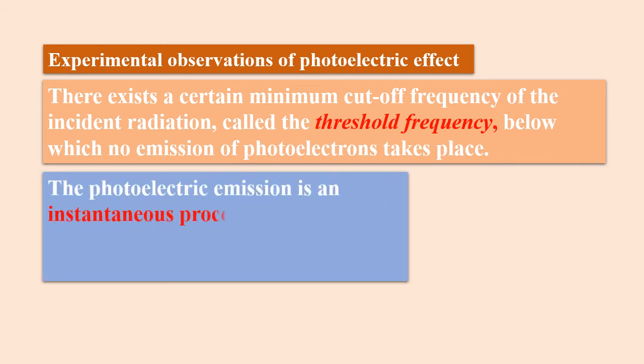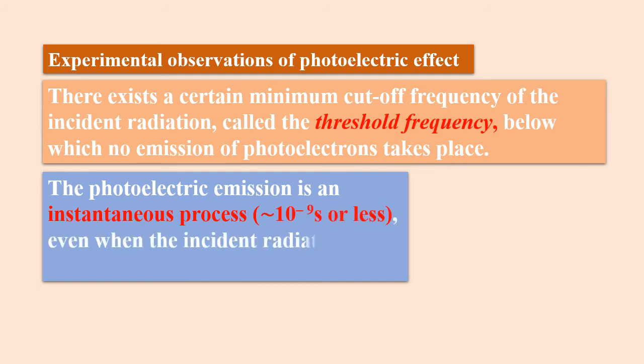The photoelectric emission is an instantaneous process. The incident radiation will emit the electron within a time of 10 to the power of minus 9 second or less, even when the incident radiation is made exceedingly dim.